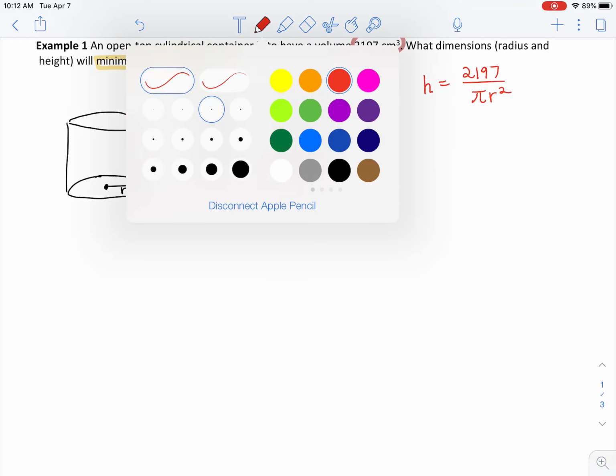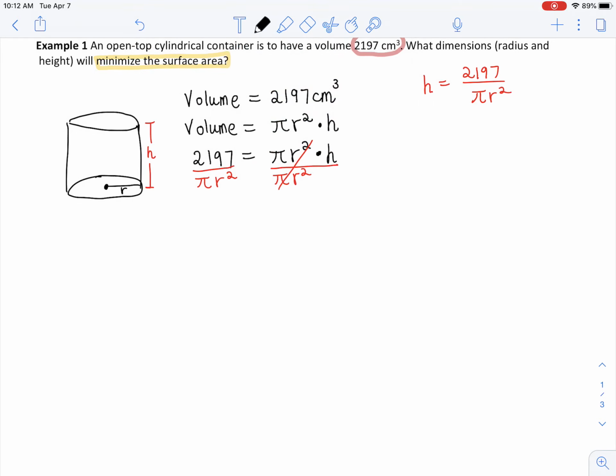Now, why am I talking about surface area? Because they want you to minimize the surface area. So just like how we know the volume formula, we can look up the surface area formula online. Well, let me try to draw a net.